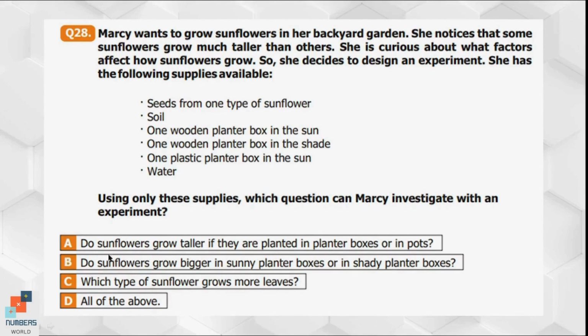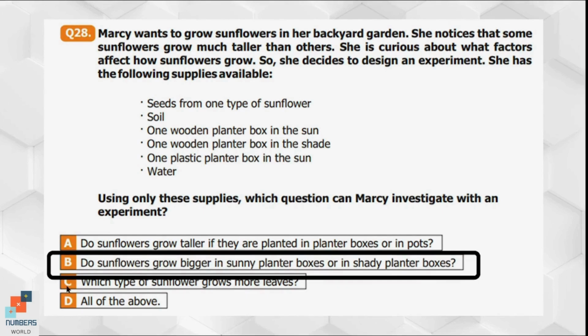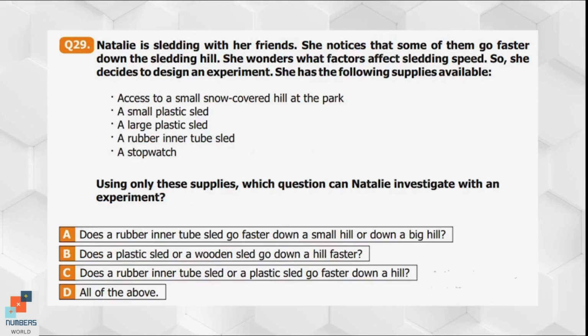Option A. Do sunflowers grow taller if they are planted in planter boxes or in pots? So there are no pots in the given list of variables. So option A is not right. Option B, do sunflowers grow bigger in sunny planter boxes or in shady planter boxes? So we can see one wooden planter box in the sun and one in the shade. So option B will be our option, because the option C is which type of sunflower grows more leaves, and D is all of the above. So only correct option is option B.